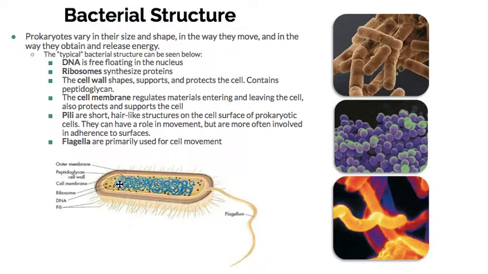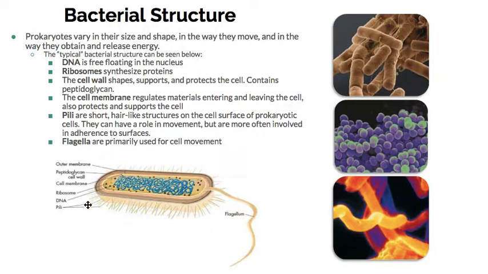Remember, DNA is free floating. All this blue spaghetti-looking stuff is the DNA. The ribosomes are all of these little brown dots here, and they synthesize proteins. The cell wall shapes, supports, and protects the cell. And for bacteria, the cell wall does contain peptidoglycan. The cell membrane regulates materials entering and leaving the cell, and it also protects and supports the cell.